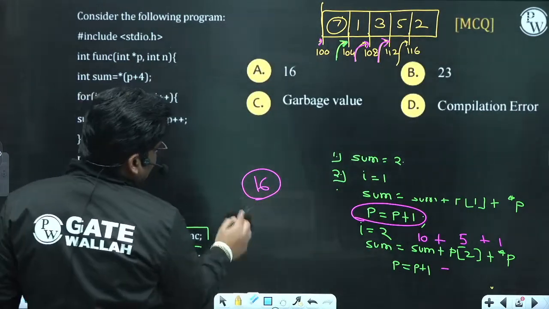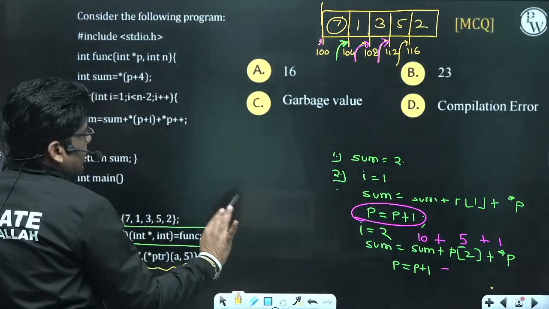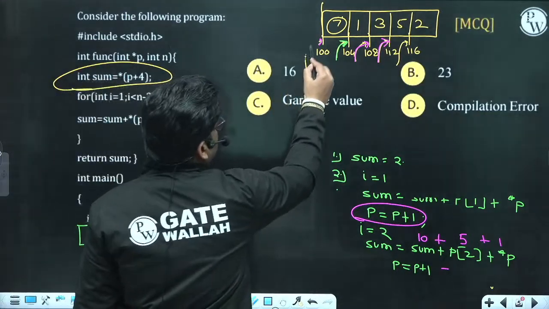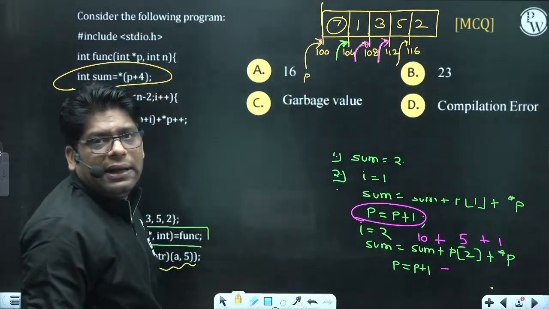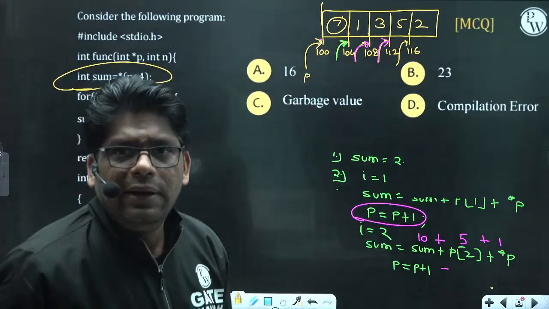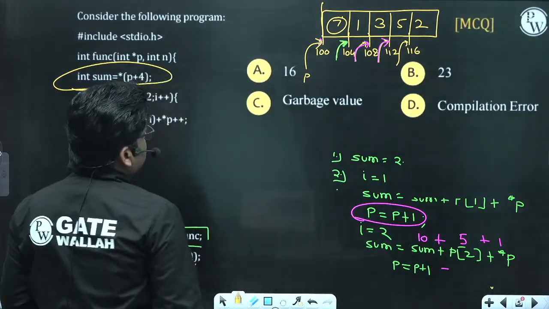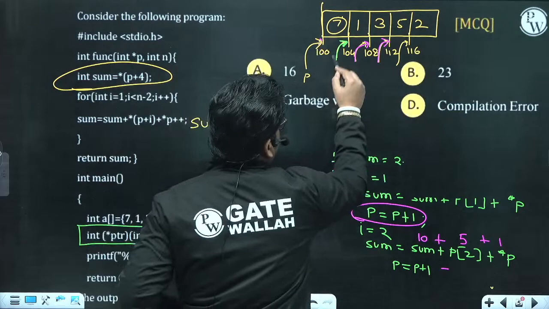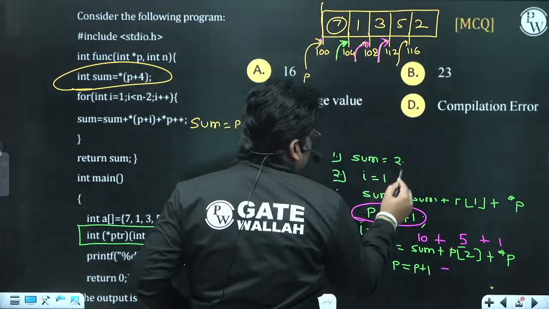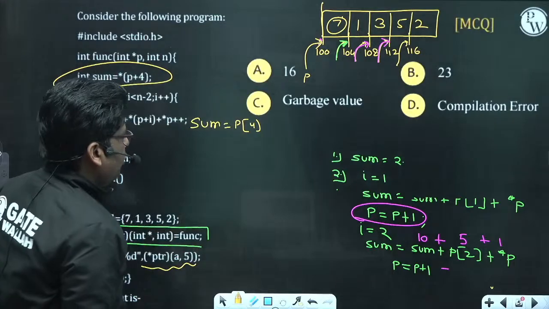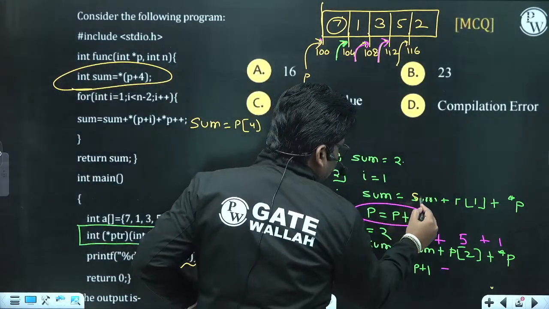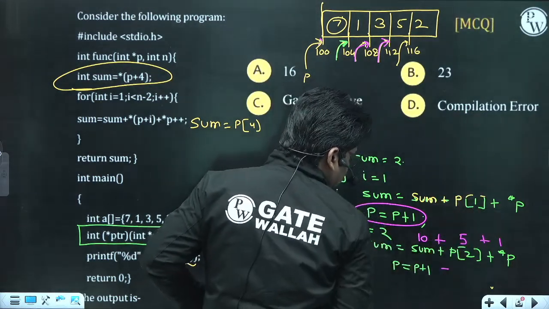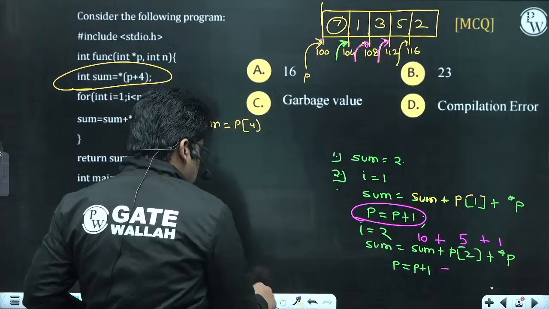Sir, things are clear that what is going on. Sir, from this, see, initially P is pointing at 100. Am I right? So sum is equal to P of 4, means P is this, P plus 1, P plus 2, P plus 3, P plus 4. That means sum is equal to 2. And later on, for i is equal to 1, we need to execute this instruction. And then for i is equal to 2, we need to execute this instruction.